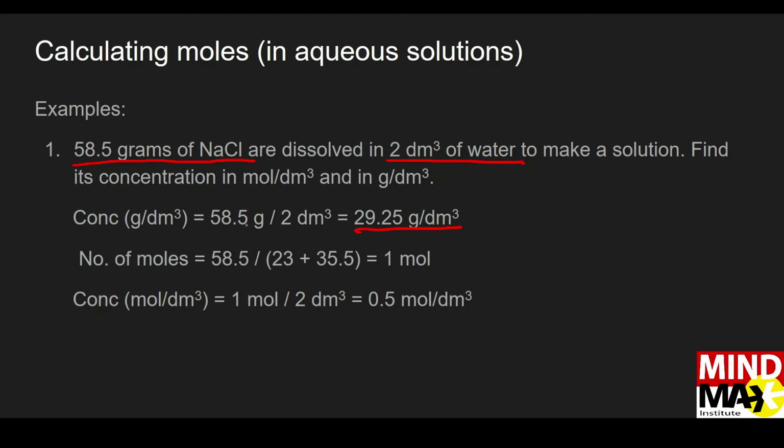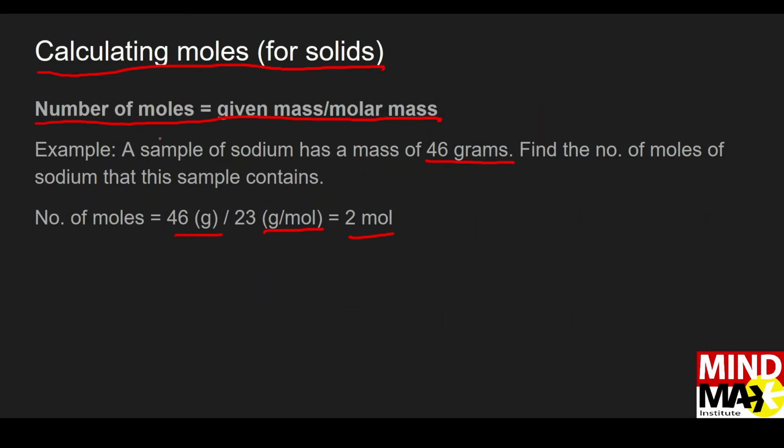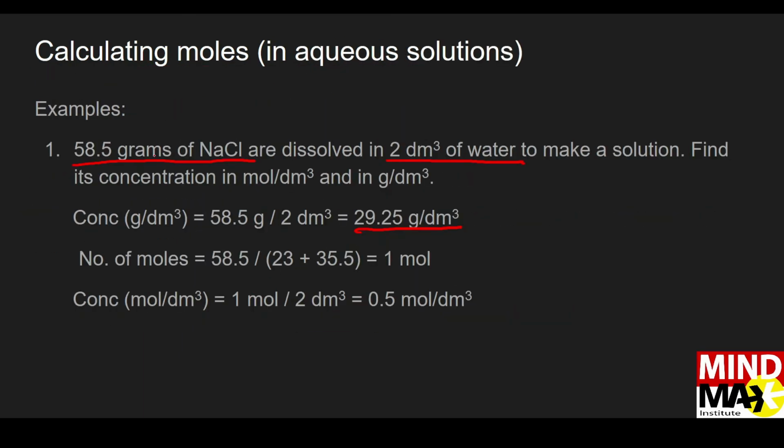Now, what if I want to find the concentration of this in moles per dm cube? First I have to find how many moles there are in these many grams of sodium chloride. First I have to find how many moles are actually present. As you can see, 58.5 grams of sodium chloride. So if I want to find the number of moles of sodium chloride, what do I use? I use that formula, given mass by molar mass, which we learned in here. This is applicable for a solid, and as we know, sodium chloride is a solid.